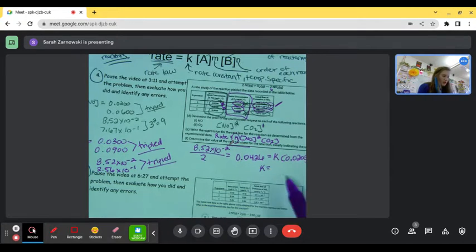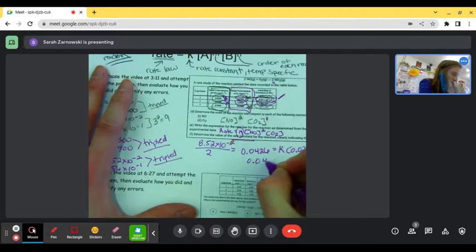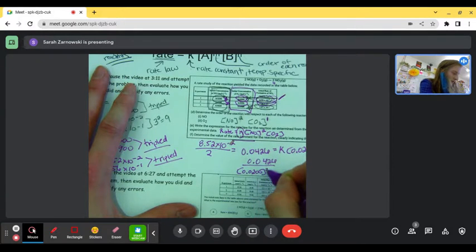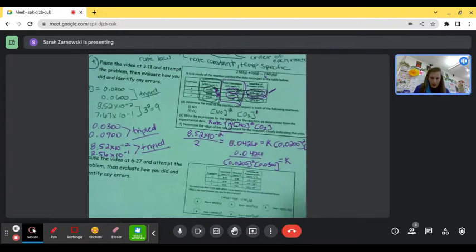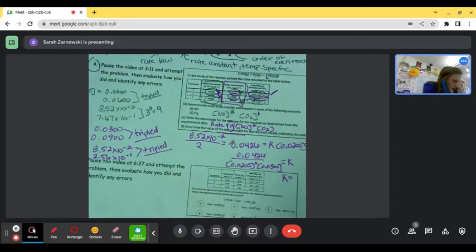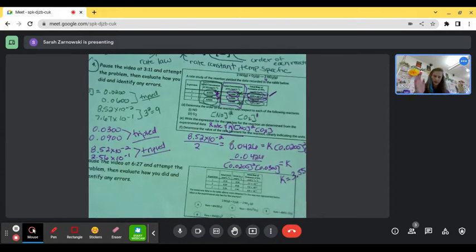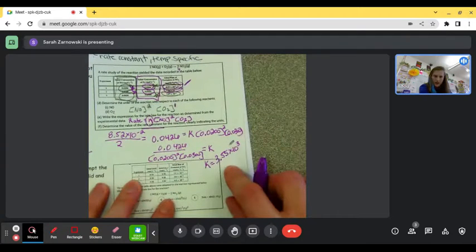So what you would do is take 0.0426 and divide by these 2, because it's being multiplied on that side. Sometimes I can't do algebra. Equals k. Okay. Now, you plug that in your calculator. For k equals 3.55 times 10 to the third. Oh, shoot. 3.55 times 10 to the third.